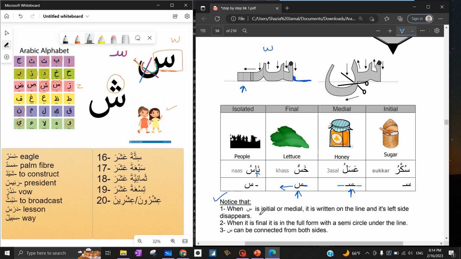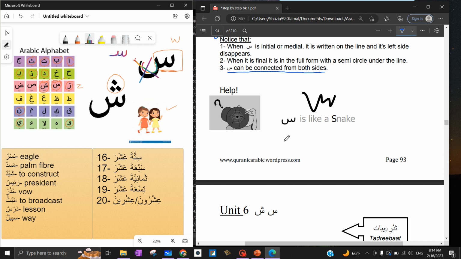You can note when seen is initial or medial, it is written on the line and its left side disappears. Left side means the pot belly disappears. When it is final, it is in the full form with a semicircle under the line. When it is final like this, the pot belly goes down and there is a little line above the line. So we will do this in writing practice. Seen can be connected from both sides. This is important. It can be connected from both sides. So let's see.